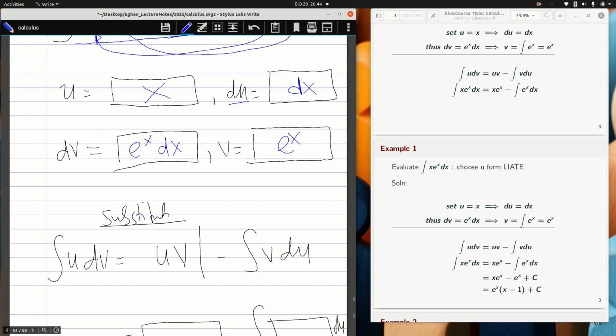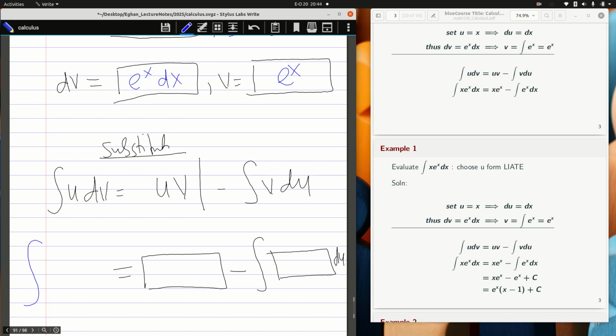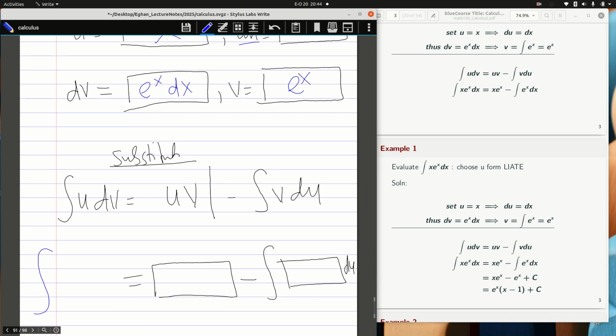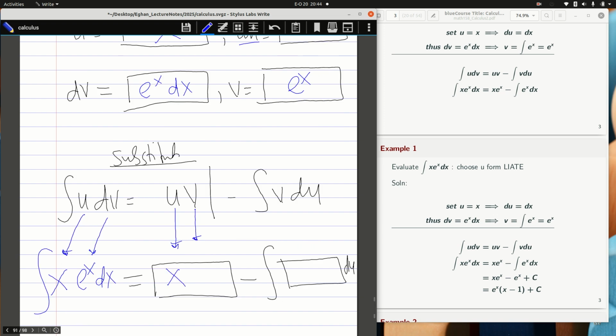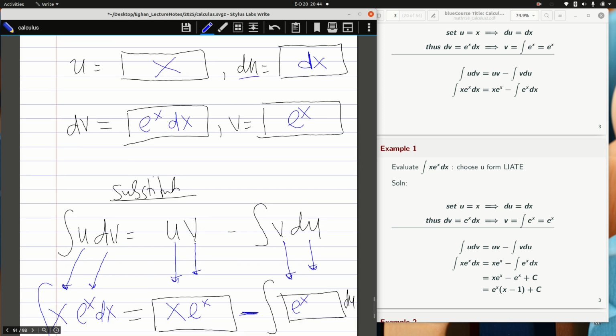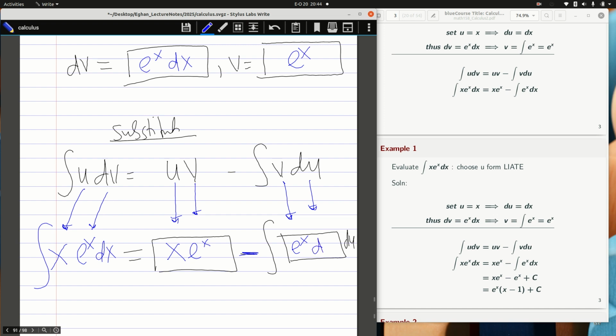So now let's do a substitution. Integral u dv, where u is x and dv is e^x dx, is equal to u, which is x, times v. V is e^x. We take away this bar because it is an indefinite integral, minus integral v, which is e^x, du, which is dx. So that is what we have.